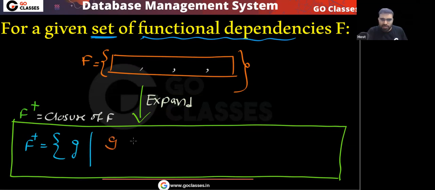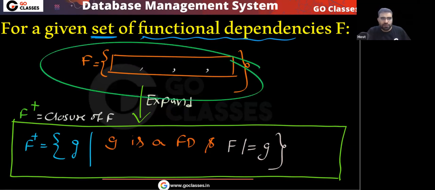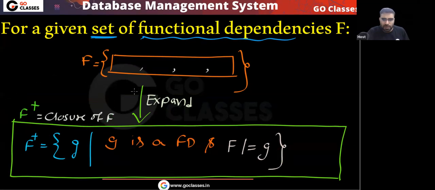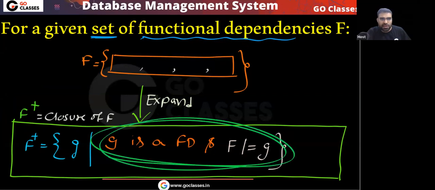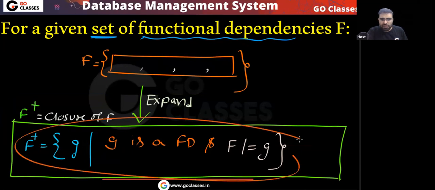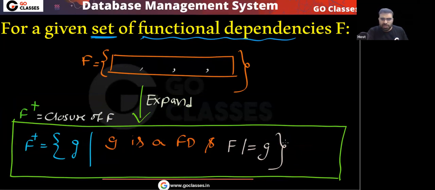So remember, this G is an FD, and you can derive this G from F. The set of all FDs which you can derive from F, those FDs you can put in a set, and that will be your closure of F. This concept we have already seen. If you have a set of functional dependencies, then this F closure will contain a lot of dependencies. Many FDs will be there.